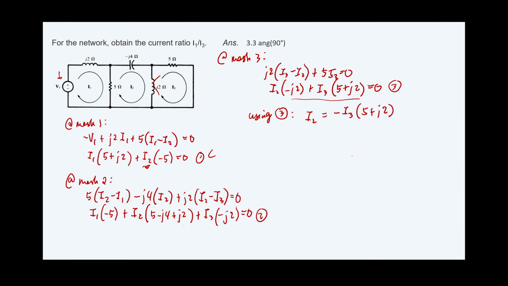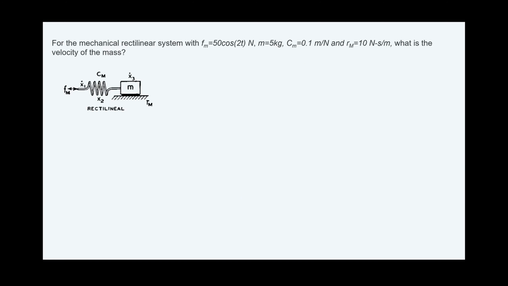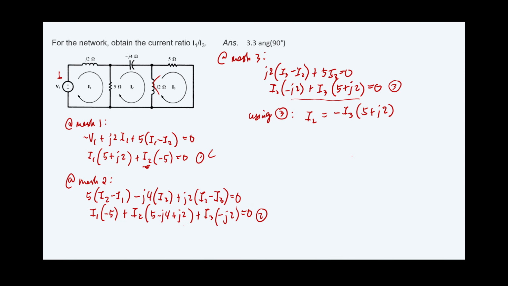We have one more, to give you more idea. So we have one more problem here waiting, but we're almost done with this problem. Okay, so divided by negative J2. So all of these are in complex numbers.